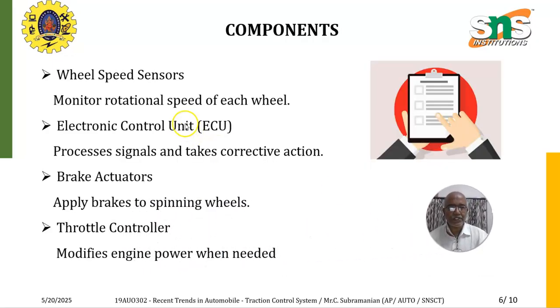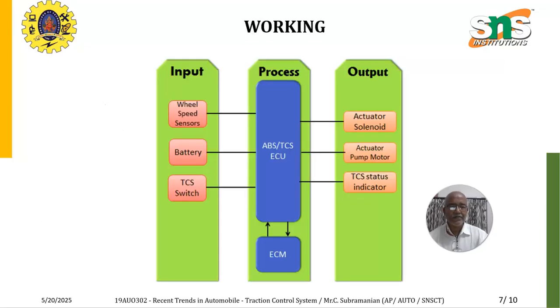The components used in this traction control system are wheel speed sensors, which monitor the rotational speed of each wheel itself. Next, it passes the message to the electronic control unit, which processes the signals and takes the corrective action. It also gives instructions to the brake actuators, applying the brake to the spinning wheels. And finally comes the throttle controller. It modifies the engine power. The cylinder cutoff technology which you saw in the previous class will be working in this process. So this is the working principle.